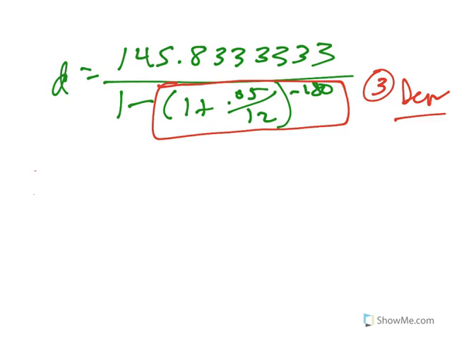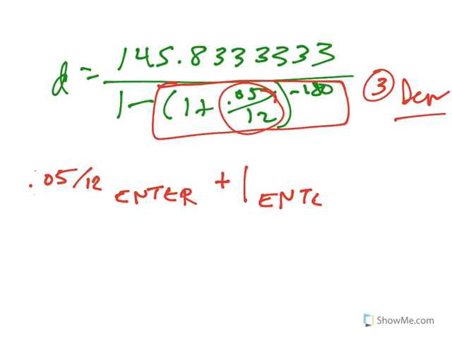Depending on your calculator, I'm so sorry, let's do this a different way. Depending on your calculator, you might have to start with order of operations. So let's do the 0.05 divided by 12, hit enter, get yourself an answer. Then you're going to hit plus 1 and hit enter. And so then you're going to have a number. Then you're going to hit exponent, negative 180. Now your exponent button could also look like y to the x.